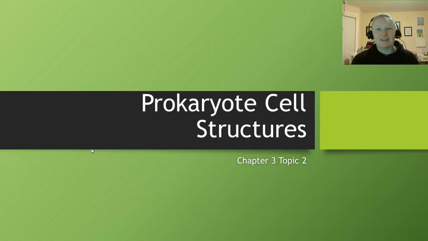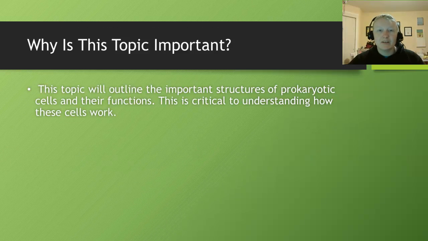Chapter 3, Topic 2. This topic covers sections 3.2 and 3.4. It's kind of a sandwich about the structures of the cell as opposed to the cell envelope, which we've pulled out and made into its own topic. This topic is important because we're going to discuss all the structures and their functions within the cell. Without this, we're going to have a hard time understanding how the cell works.